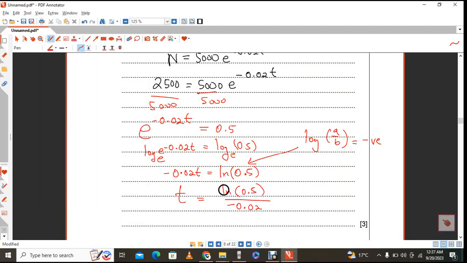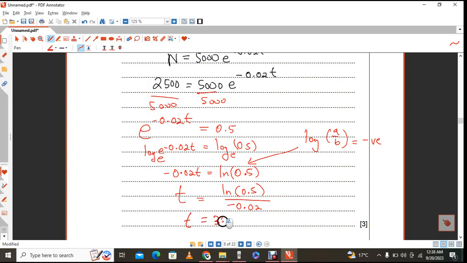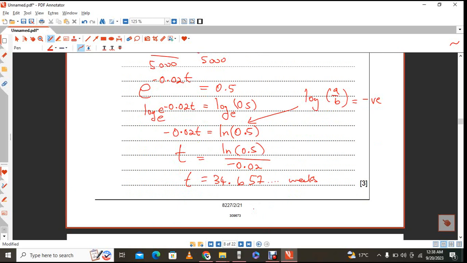In any case, that answer we now have to divide by negative 0.02 in order for us to find our full weeks. So it's 34.657, and so on and so on weeks, which you can go ahead and say 34 weeks.